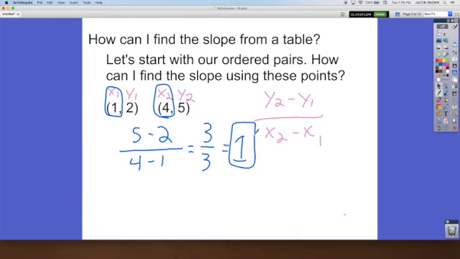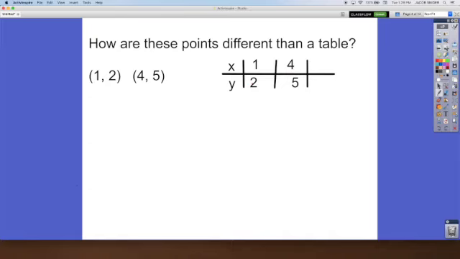Now, when I ask you that, what's the difference between having my ordered pair here and a table that looks like that, or a table that could look like this? And 4, 5. What's the difference there? There's really no difference, right? This is my first point here. My first point, my first point. They're all the same. The second point, the second point, the second point, right? 4, 5. There is no difference, guys.